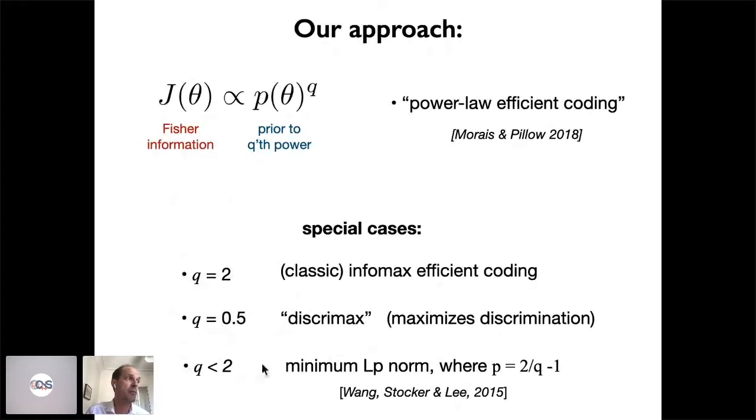And then more generally, we can consider any Q less than or equal to 2, which will achieve minimum Lp norm, where the power of that p norm is related to 2 over Q minus 1. It's a bit technical. Anyway, these are different notions of optimality, which, in other words, says it depends on what you want your code to do. Do you want it to be good at maximizing bits in the Shannon sense, or do you want it to be good at maximizing percent correct in discrimination, or do you want it to minimize some other loss function, so that a power of the error between the estimate theta hat and theta would give you this more general family of minimum Lp norms?